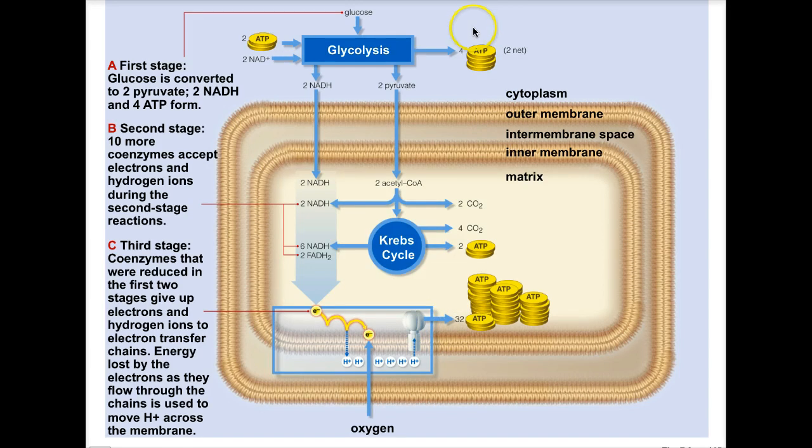So notice in summary, through glycolysis, Krebs, and electron transport, we've completely broken our 6 carbons off of our glucose. Here's 4 and 2, that makes 6. And we've generated 4 plus 2 plus 32 ATP. So we have gotten quite a bit of energy out of our 1 glucose molecule.